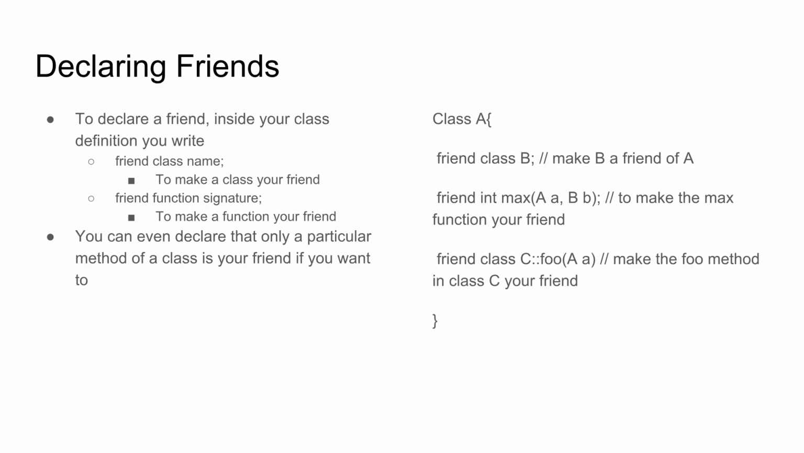So there's a difference. Friendship is not transitive. If I make you my friend, I'm not necessarily your friend, right? So it's back here. B is A's friend, so B has access to all of A's internals. But A is not B's friend, so A cannot access anything inside B that's not public.